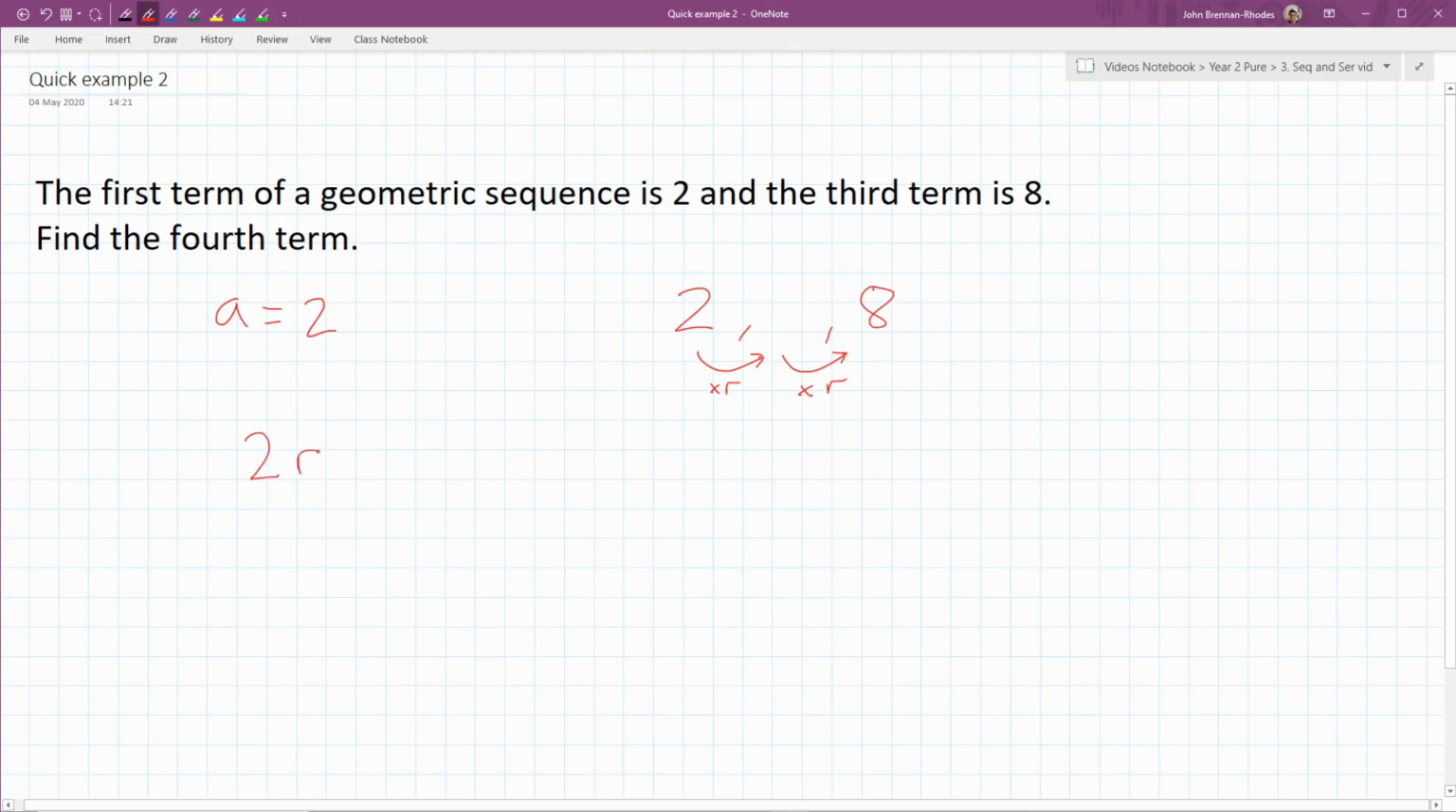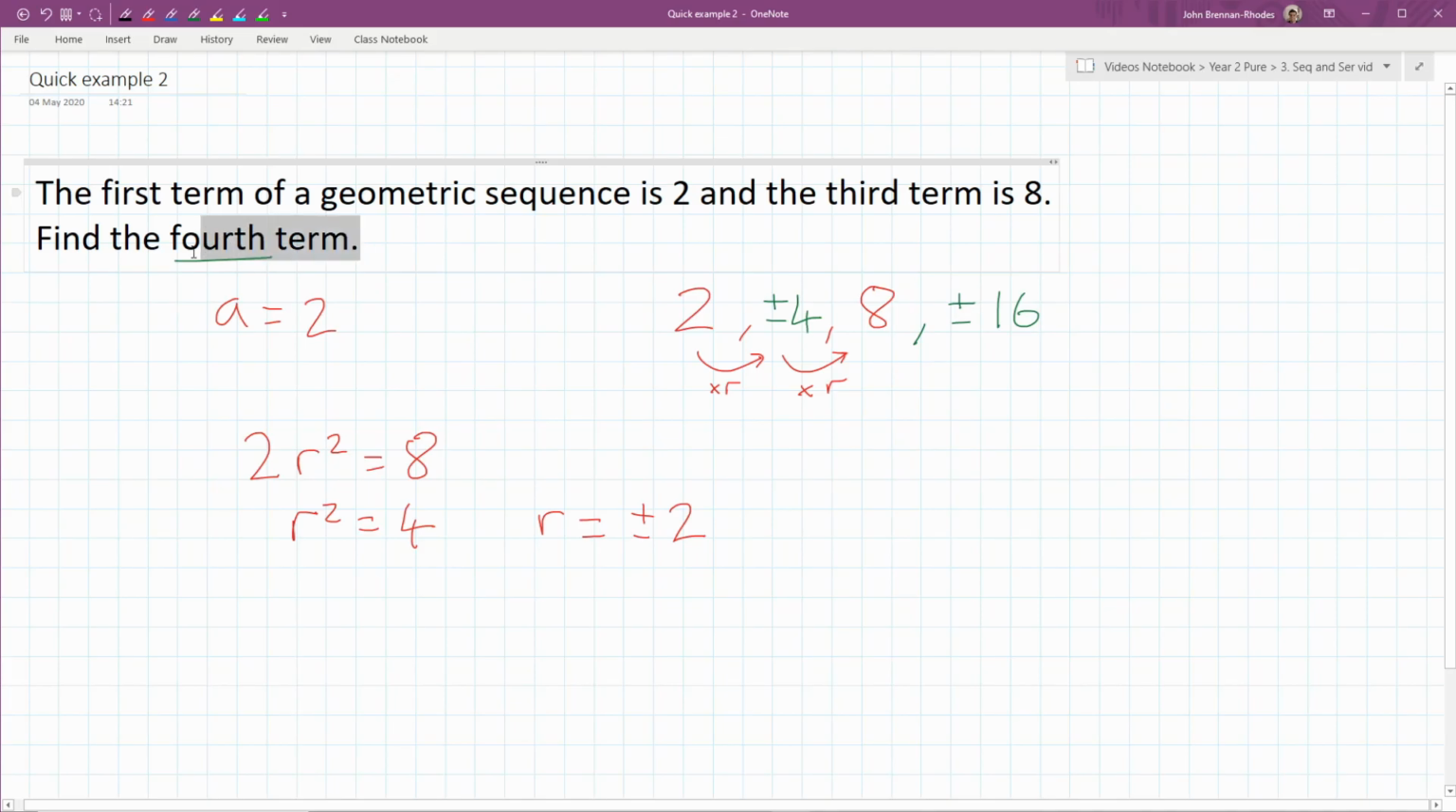So this gives me 2r squared is equal to 8, r squared is equal to 4, and r is equal to, well, you might have been able to see it and think that this middle term was going to be 4, but r can actually be plus or minus 2, and that's really important to spot. Actually, this is plus or minus 4, because if r was minus 2, it would be 2 times minus 2 is minus 4, times minus 2, it would still be 8. So actually, we could have plus or minus 16 as the fourth term.